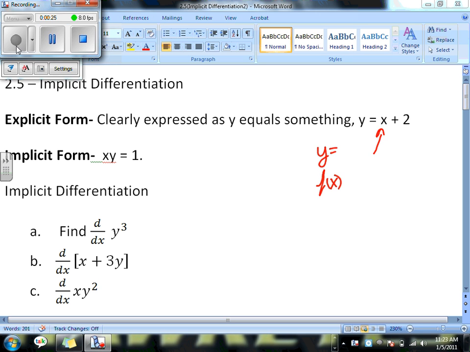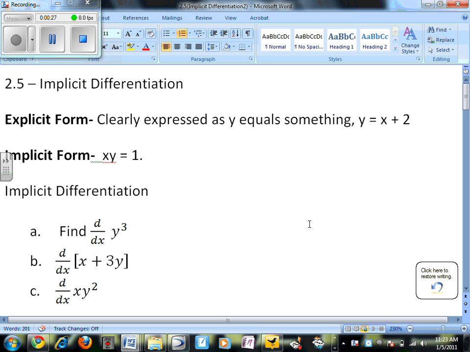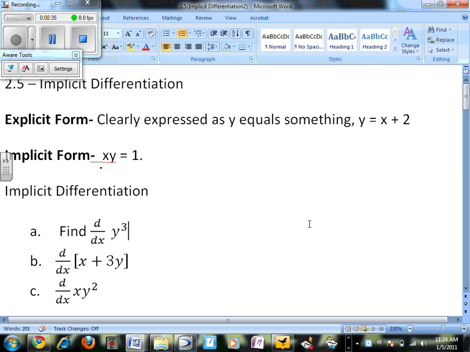That's explicit form. Implicit form is maybe we have x and y's on the same side. Maybe they're all tied together. Anyway, kind of like this here. Both x and y are on the same side. It's not explicitly clear what y equals if we plug in some x. If I plug in 3 for x, I actually have to do a little bit of algebra to find out what y is. And that's why I have to divide and get 1/3. So that's the difference between implicit and explicit form.